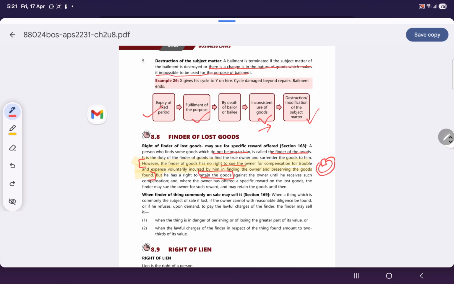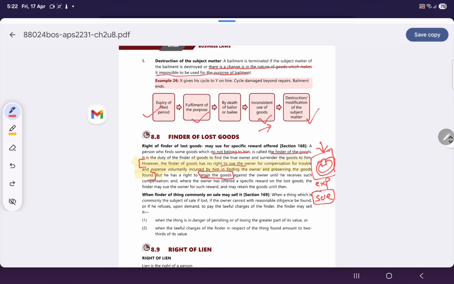So if I find the true owner, and there are a lot of expenses, I cannot sue the owner for annoying me, for troubling me to find him. But I can retain that watch. If he's not paying compensation, he should pay compensation to me for all the expenses I have incurred. I can keep the watch with me until he gives me compensation.